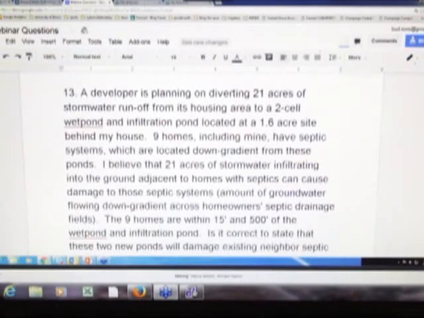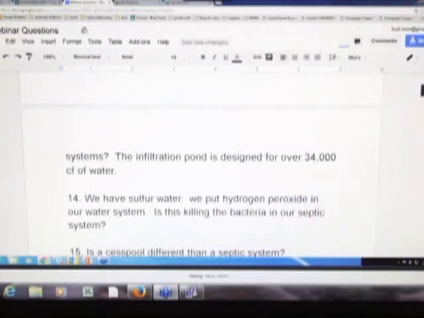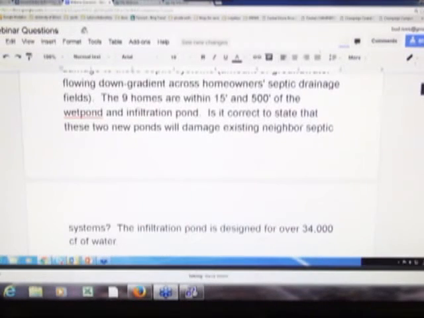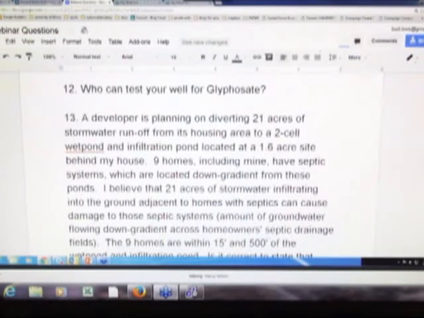Do we know what the water table is? I need to know what the water table level is now. It's not like the water is going to be running over the septic systems and taking away soil and sand and all that sort of stuff.